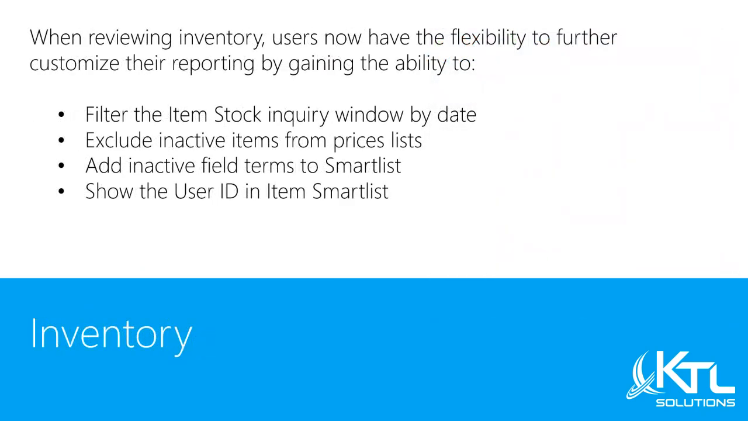There's been changes to inventory as well, some enhancements. You can filter the item stock inquiry by date now. You can pull up inactive or active items only for price lists, which before you could not do. They've added an inactive field to smart list. Sometimes when you inactivate items you can't see them in a smart list, so this allows us to actually be able to link back to them. And then we can also show the user ID in item smart list to see who added that item and who changed that item.